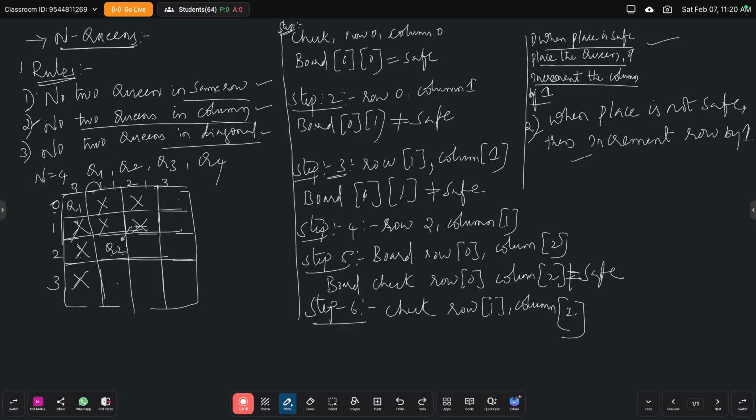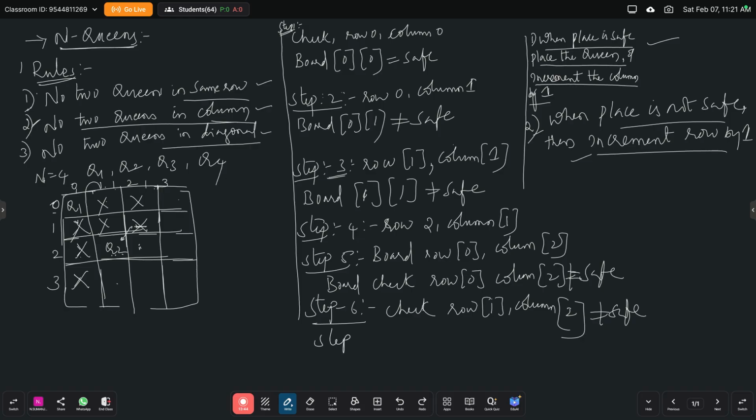Then what is our second rule? When the place is not safe, then increment the row by 1. Now increment the row by 1 means here. This is that place. Is this safe? By seeing the board also we can answer. No, it is also not safe, because in this same row queen 2 is placed. So we can't place the queen again in the same row.